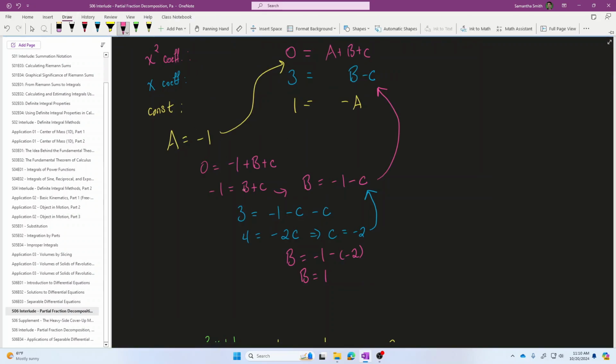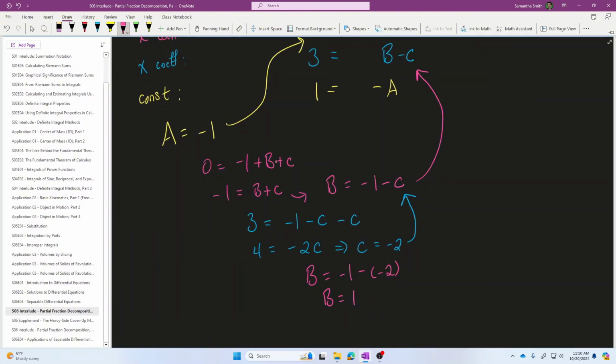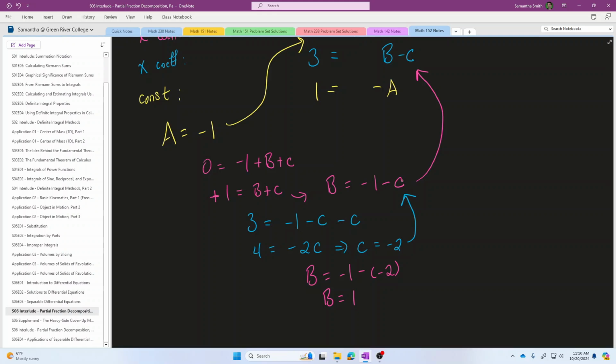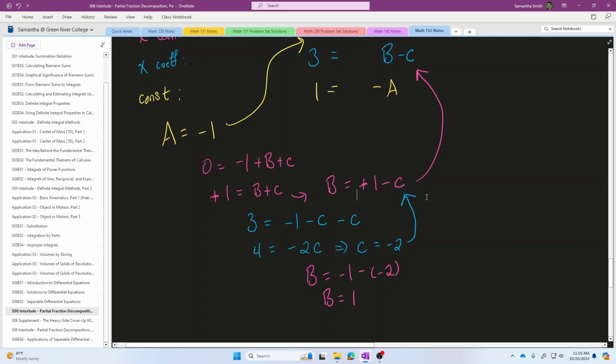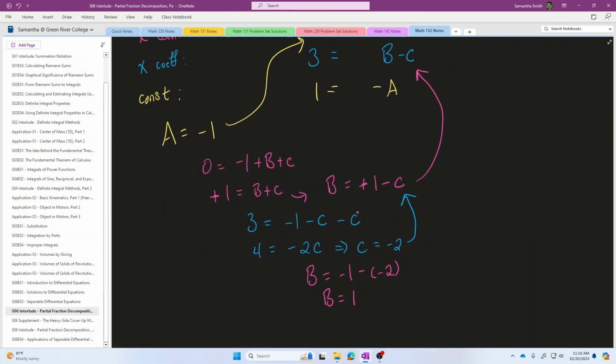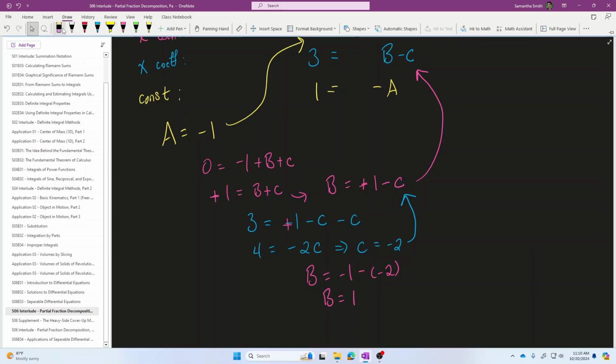So a sign error happened right here when I was rearranging this equation. Minus 1 on the right side would become positive 1 on the left side, which implies that b is equal to positive 1 minus c. And from that, if I plug that upstairs here, I find that b is equal to positive 1 minus c minus c. So that turns this 4 into a 2.